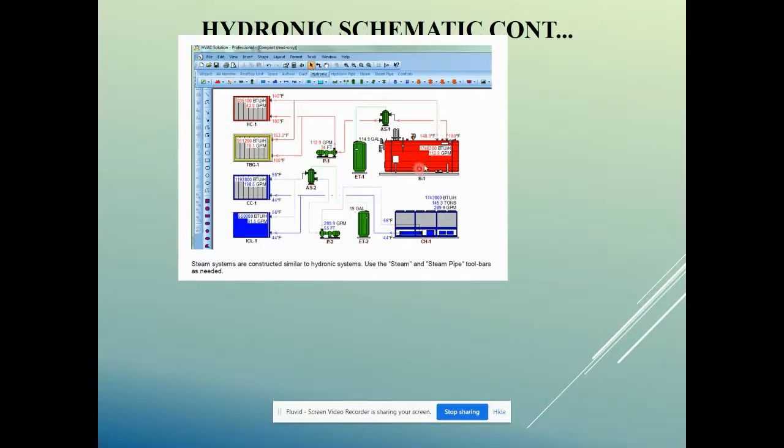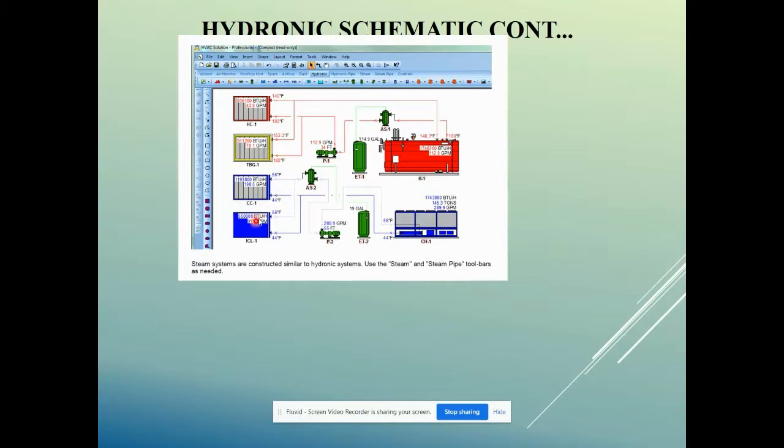For the heating schematic, we have the heating coil and of course the load, the terminal unit, and here we have the boiler. The green one is an expansion tank. AS stands for air separator, P for pump. And for the cooling schematic, we have the cooling coil, air separator, expansion tank, pump, and of course the load, the cooling load, and also a chiller.